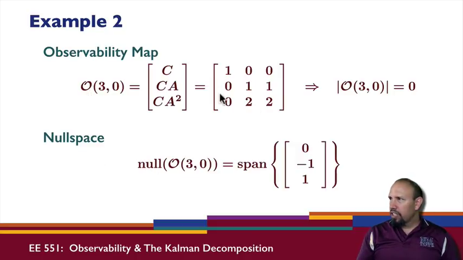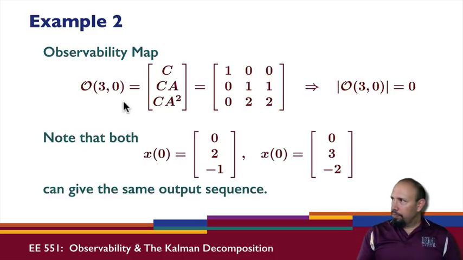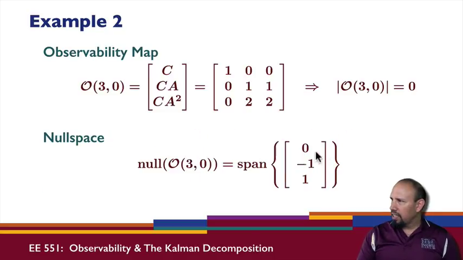Because this matrix is singular, there is a non-trivial null space, and here's the vector in the null space. And so we can show that both this initial condition and this initial condition give the same output sequence, the desired output sequence that we were given. So clearly these are not unique vectors, and actually the difference between these two vectors is in fact a multiple of that.